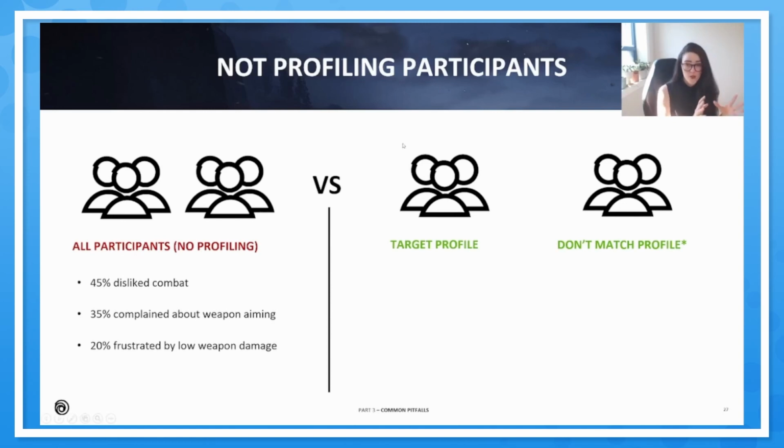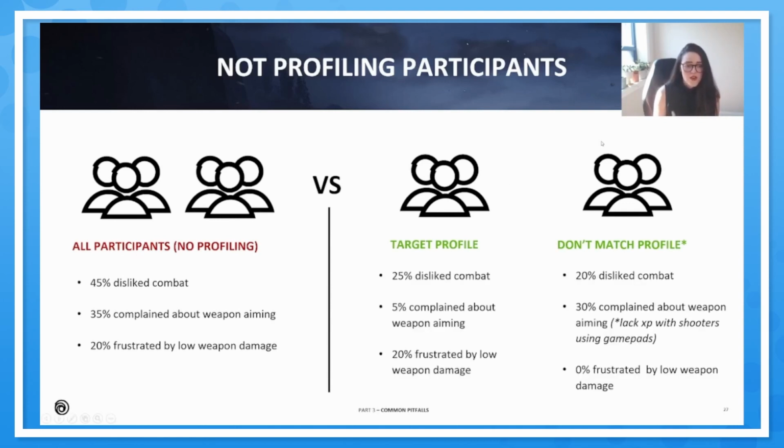Now, if we take that same group of participants and same feedback, but we implemented some profiling, we can see that the data tells a little bit of a different story. First of all, the issue with players disliking combat is thankfully not quite as severe. It's only actually at 25% in our target profile. And it turns out that weapon aiming was really not an issue for most of our participants. And actually, the number one complaint related to combat was that low weapon damage. And if we look at those who didn't match the profile, that's where we see the majority of players who had problems with the weapon aiming.